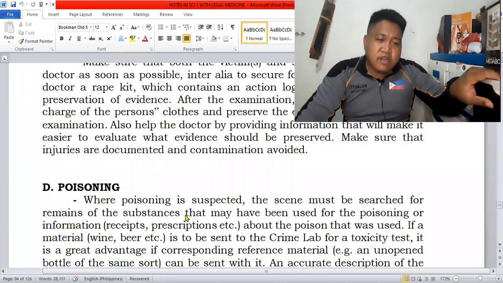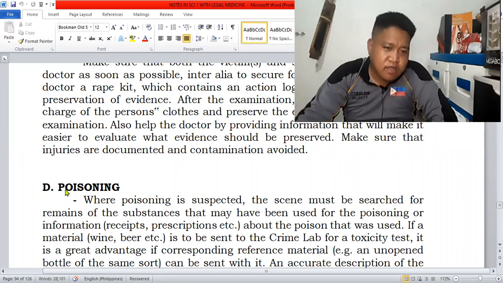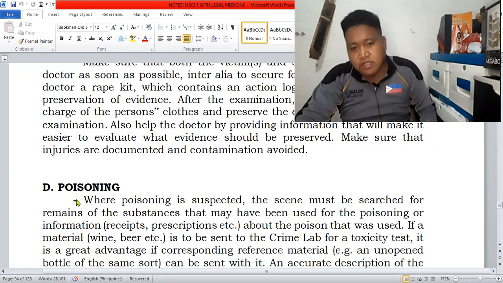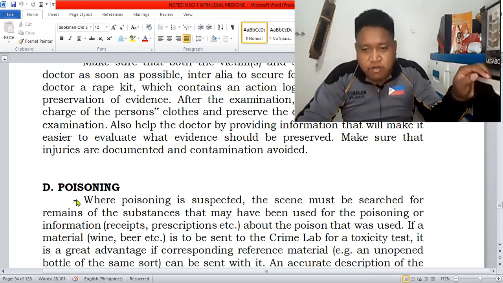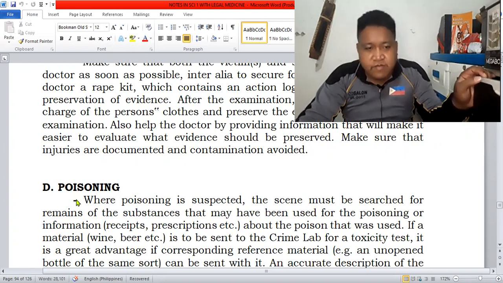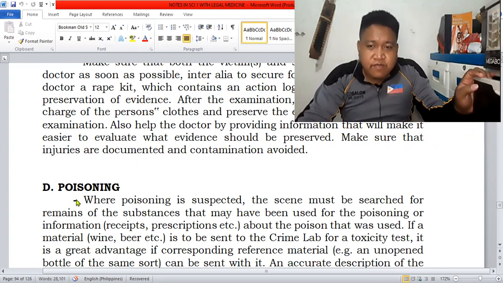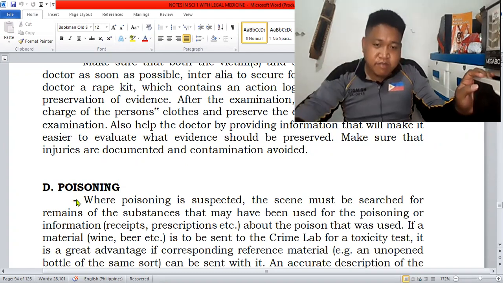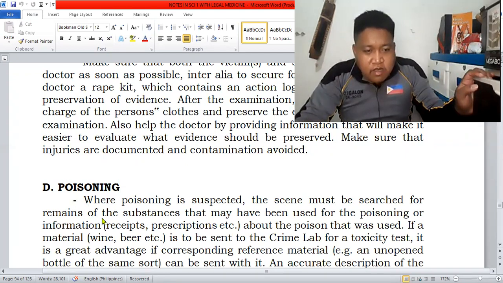The next kind of incident involved is poisoning. In poisoning, where poisoning is suspected, the scene must be searched for remains of the substances that may have been used for the poisoning, or for information. The part of legal medicine that is used here is toxicology. Who is the father of toxicology? That is your assignment, about the poison that was used.